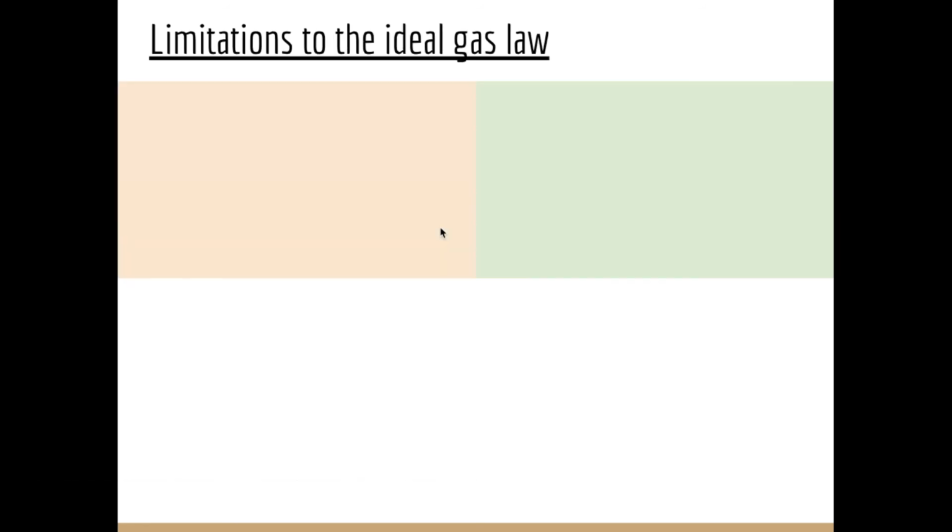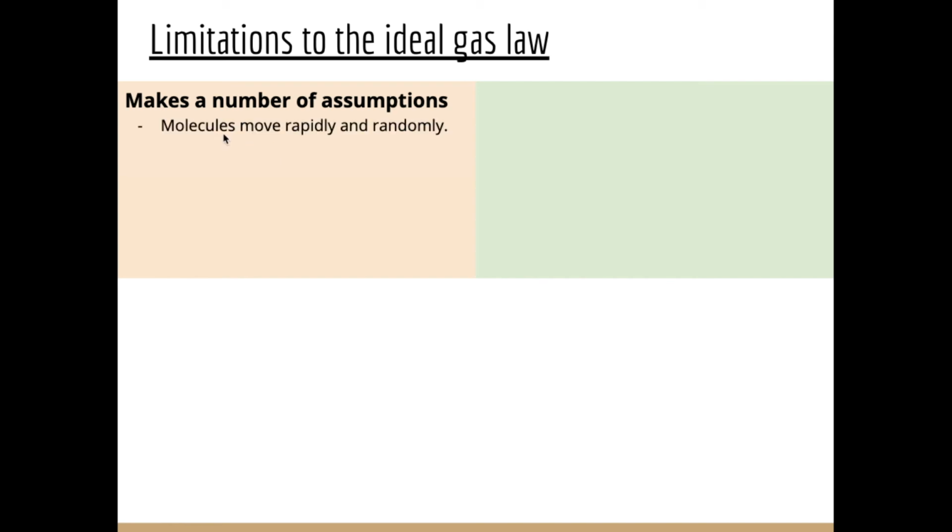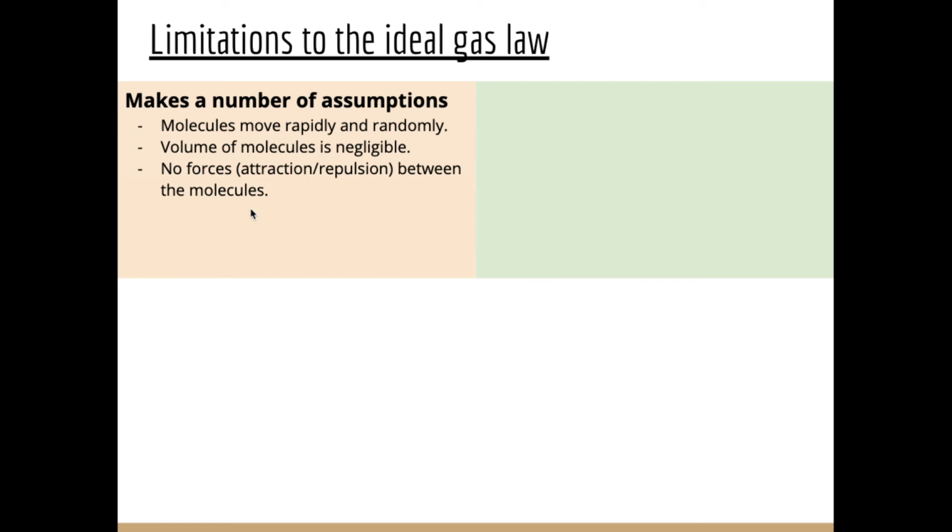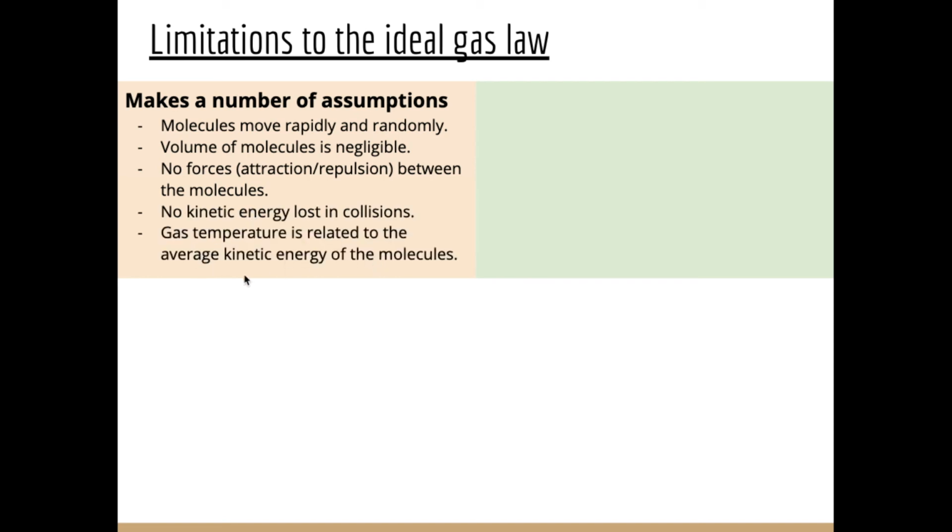All right, let's just finish up looking at these limitations that we briefly touched on earlier. To go back, the assumptions that we make for this ideal gas law and then subsequently for all this gas equation and calculations we make for that: we're assuming they move rapidly and randomly. We're assuming that molecules have a negligible volume. We are assuming that no forces are between the molecules, no kinetic energy is lost in collisions, and gas temperature is related to the average kinetic energy of the molecules.